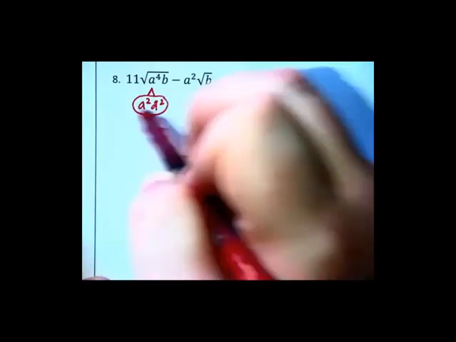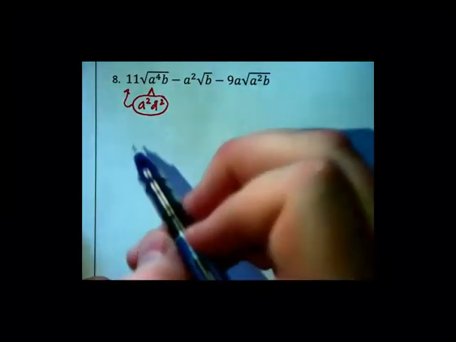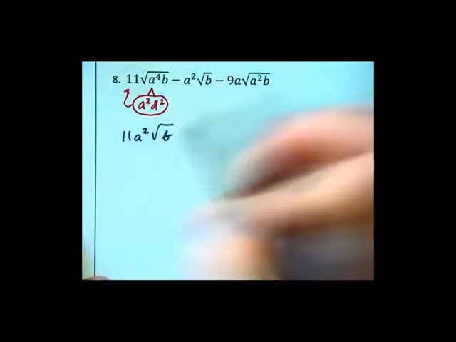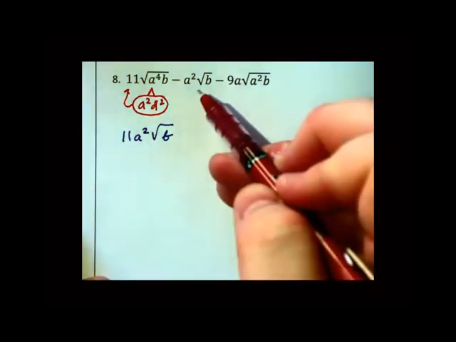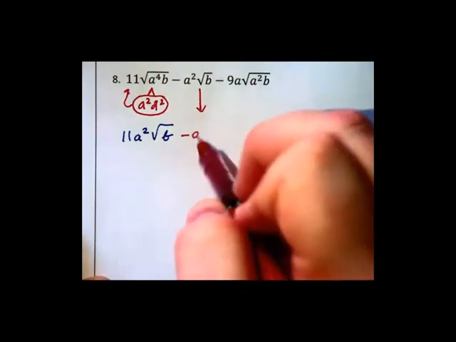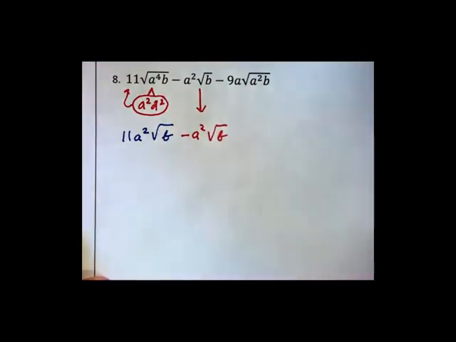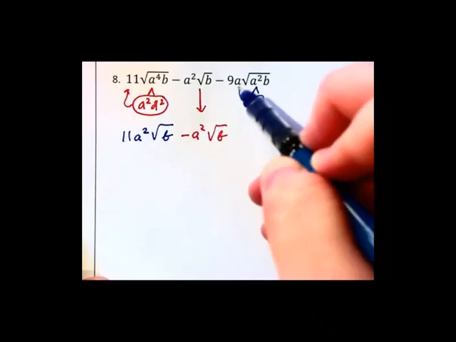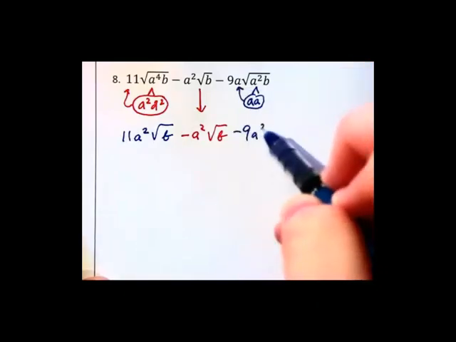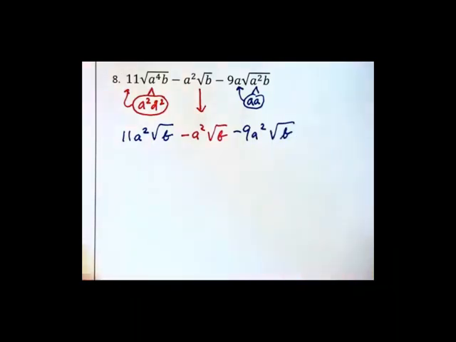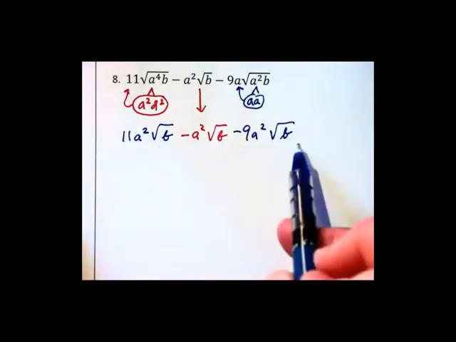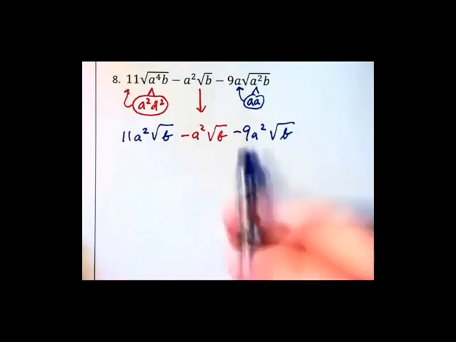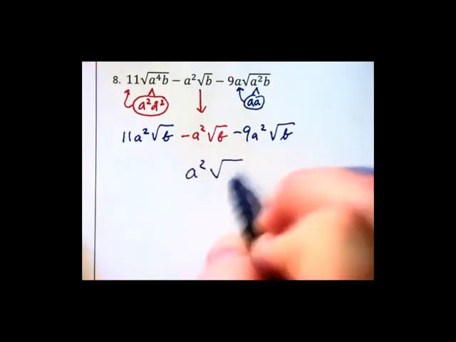A pair of a squareds come out, multiply with that 11, and you have 11a squared with root b left over. Then in this next term there's nothing to be brought out, so I'm just going to bring that term down, minus a squared root b. And then in this third term we have a pair of a's coming out as a single a, multiplying by the 9a, making minus 9a squared left over root b. So combining like terms, all of these have a root b. All of them have a squareds out front, so I have 11, take away 1 is 10, take away 9 is 1. And so all we have is a squared root b.